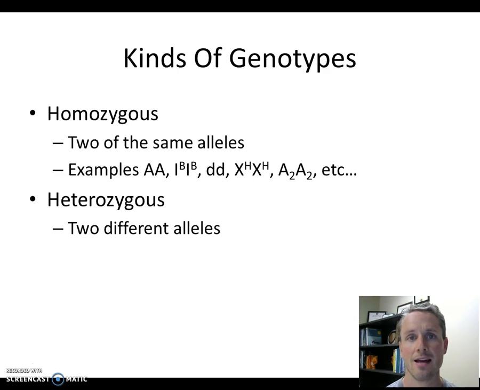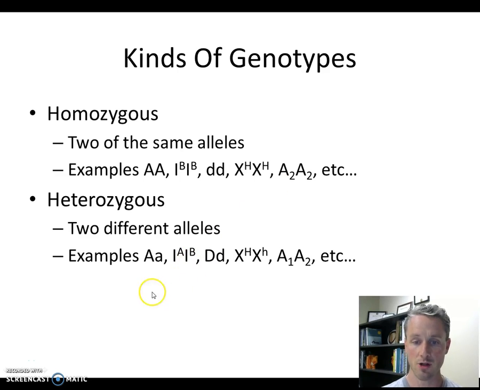Heterozygous is just when we have two different alleles. So let's look at some examples of those. Instead of having two uppercase A's, if we had an uppercase A and a lowercase a, that's heterozygous. Here's an example using the I with a letter next to it. I've got an I with an A and an I with a B, two different alleles. So that's heterozygous. Again, uppercase D, lowercase d, heterozygous.